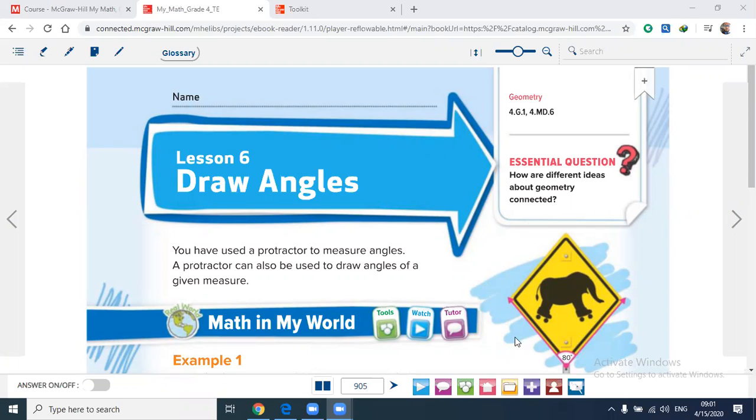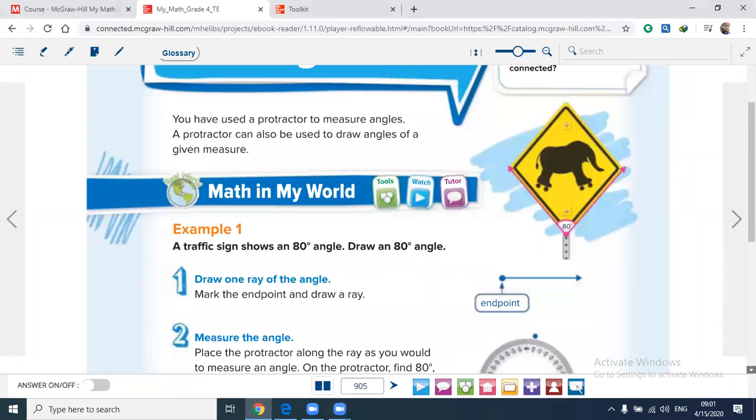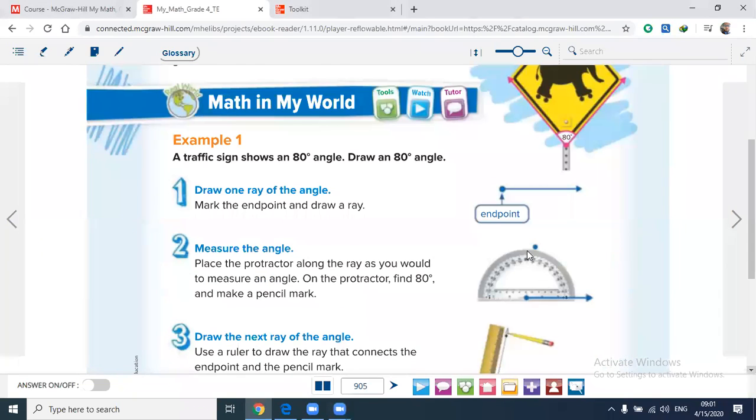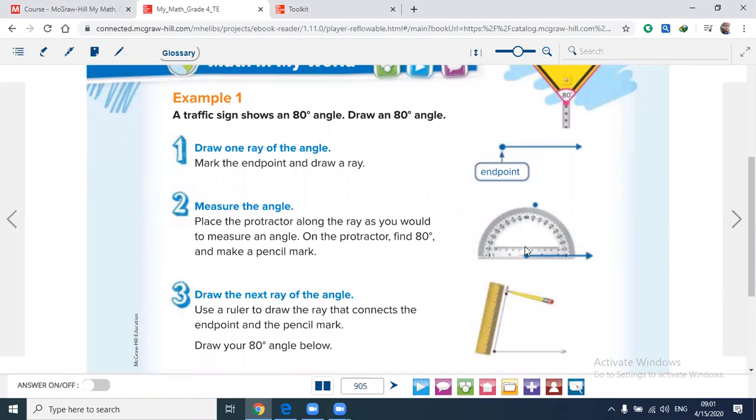Protractor to measure angle, and the unit of measuring angle is degree. Remember this. We use this protractor to measure angle, and the unit of measuring angle is degree. There are three steps to draw an angle.